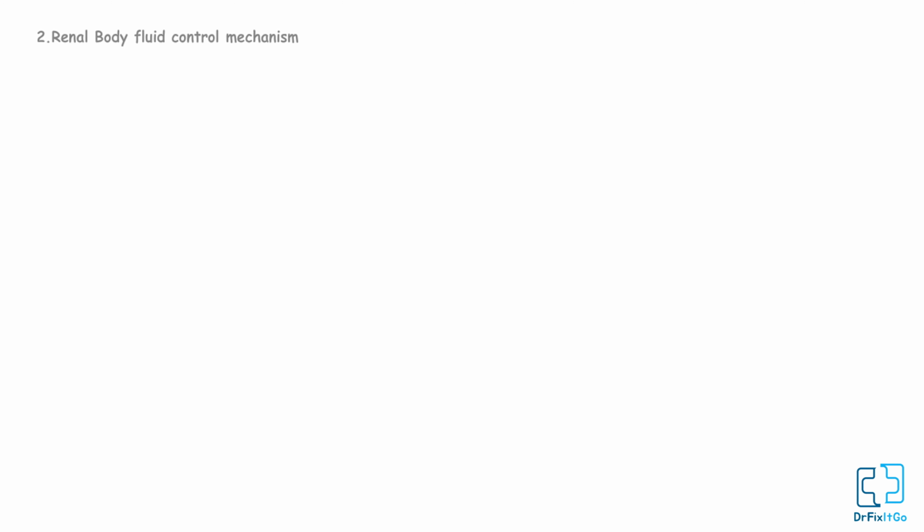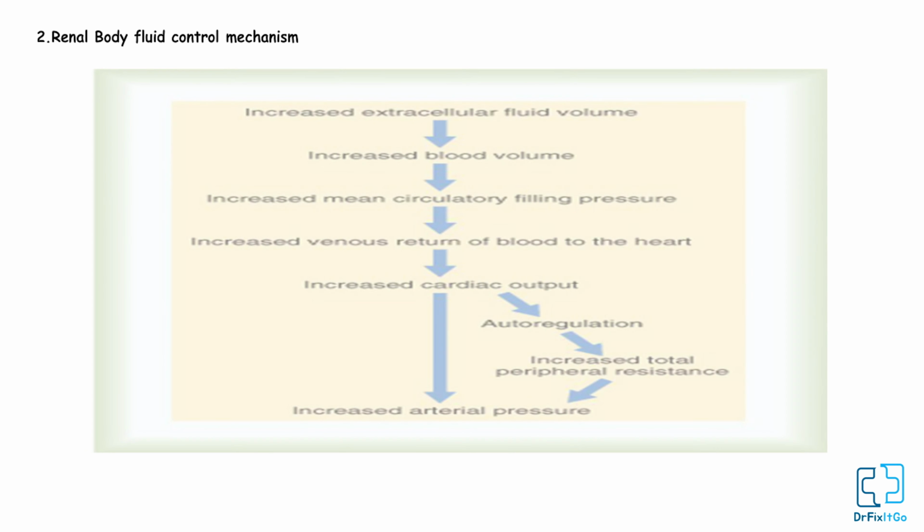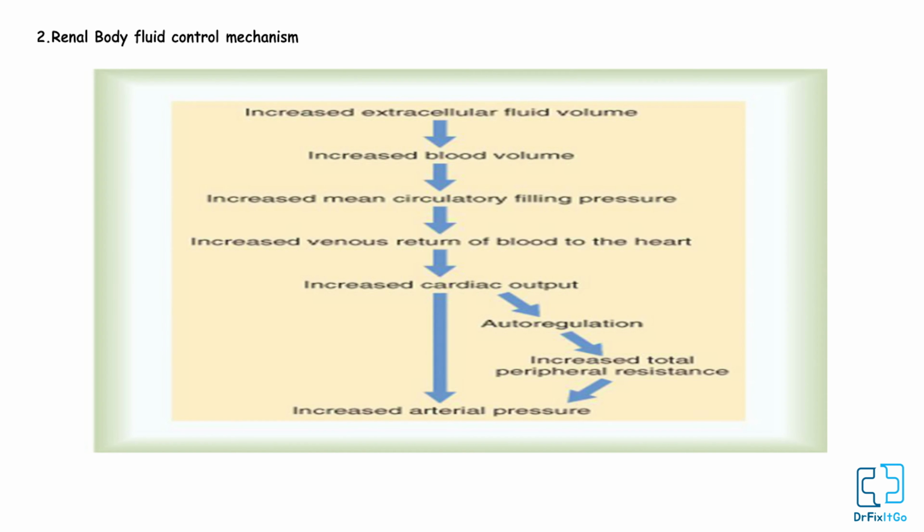Renal body fluid control mechanism. Increased extracellular fluid volume leads to increased blood volume, which will increase mean circulatory filling pressure, that increases venous return of blood to the heart, and increased cardiac output, which increases arterial pressure. Increased cardiac output also goes through autoregulation, which increases total peripheral resistance and then increases arterial pressure.